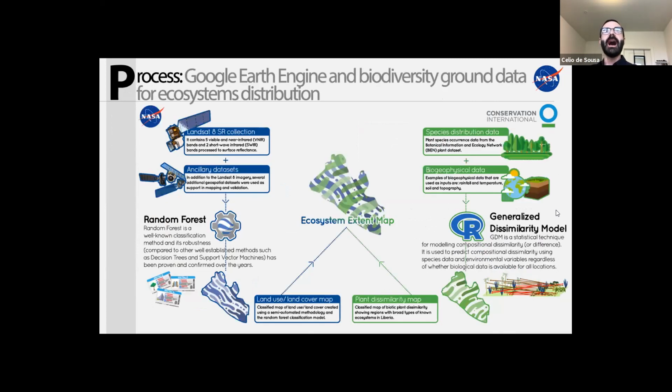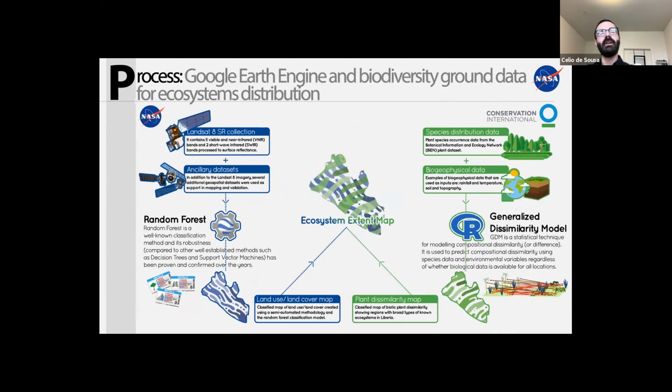Now, how did we produce those maps that we just saw in the video a few minutes ago? This was a joint effort between NASA and Conservation International. And here I show an overview of the 2 work streams that ultimately led to the final ecosystem extent map.